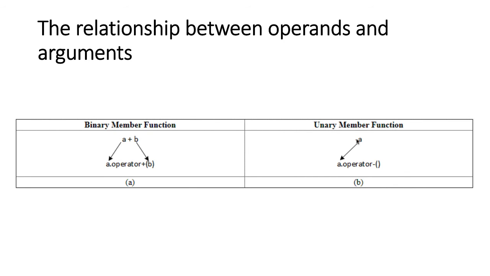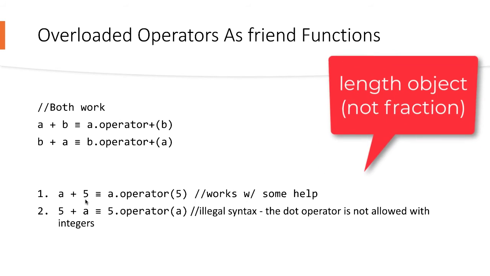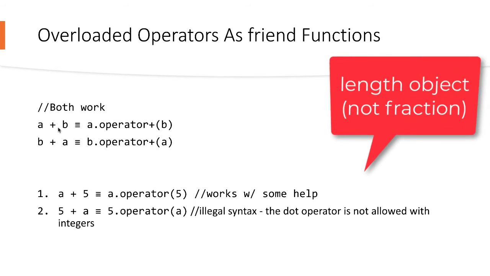Here we have again the unary member function. Since there is no argument being passed in, the a on the right side of this unary operator is implicitly tied to this unary operator. So, overloaded operators as friend functions. When using objects, we can implicitly add a on the left and b on the right, or b on the left and a on the right. When it comes to giving your class the ability to have anything on the left or anything on the right, something becomes a bit different. Here we have a fraction on the left and an integer on the right, instead of a fraction on the left and a fraction on the right.